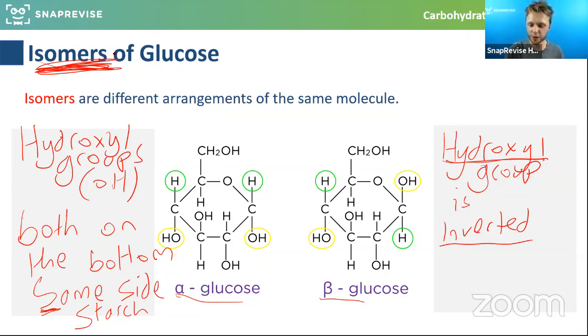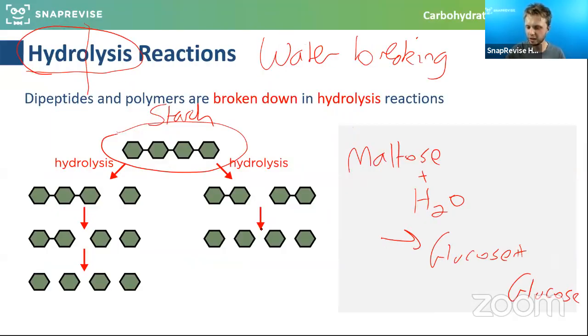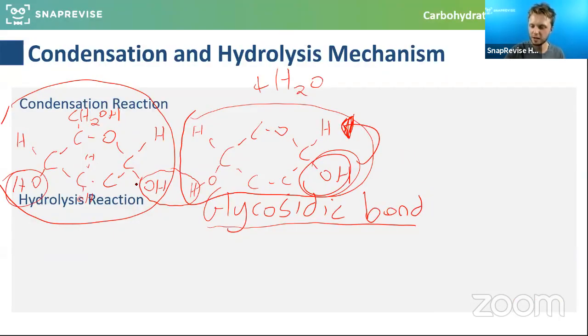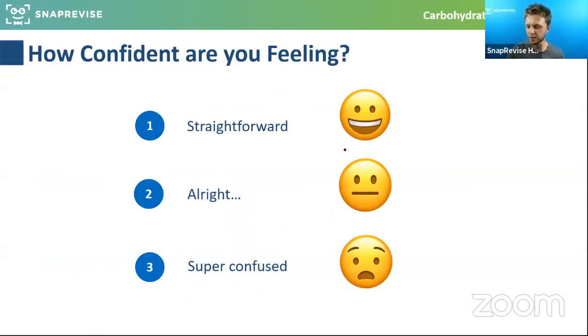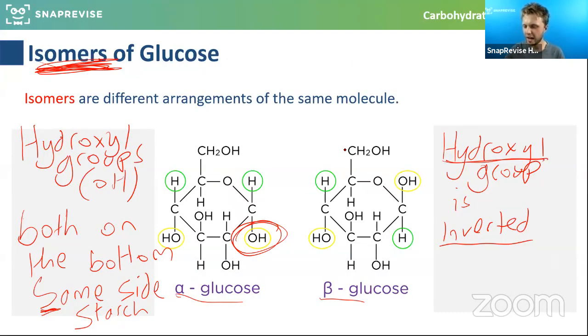Those of you who are a bit confused, all you've got to really think about is your hydroxyl groups, your little OHs. Go back to my horrible drawing. Here was my horrible drawing earlier. Both of my OH groups here, both of them on the bottom. There's another one, and another one. All of them on the bottom. That means it is alpha glucose.